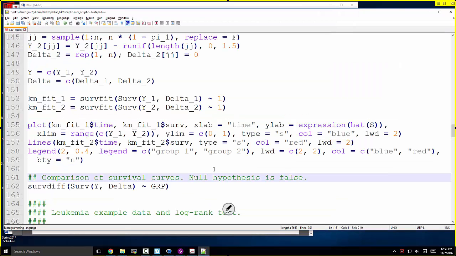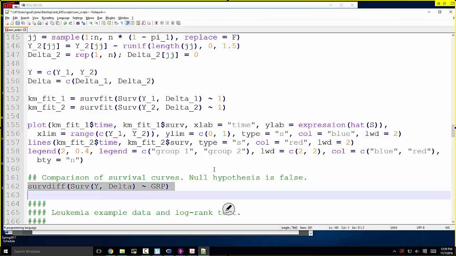If we wanted to test, yes or no, do they have the same survival probabilities or survival curve? This is different from asking whether the survival probability is different at a specific time. This is looking at the entire curves. There is a function, survdiff, and it implements what's called the log rank test. So I'm going to say survdiff instead of survfit.